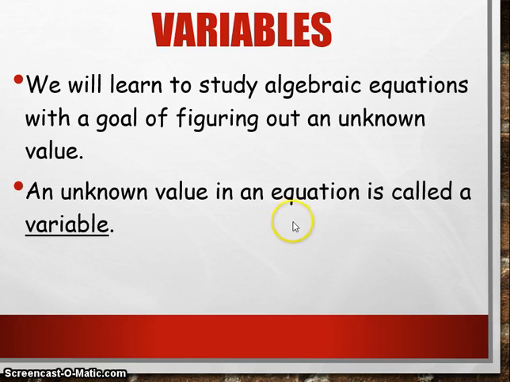Remember, an unknown value that we're looking for in this case is called a variable. A variable just means a changing amount. So an x in one problem may equal 5, but in a different problem it may equal 7. The variable is just a symbol that stands for an unknown value, and that symbol can represent more than one number given in a different circumstance.